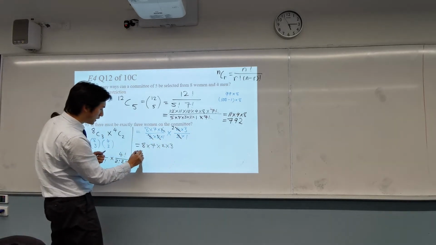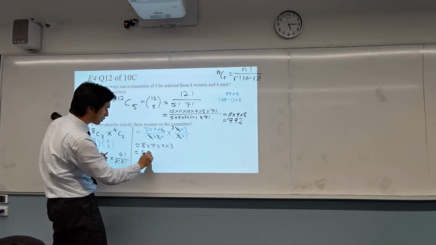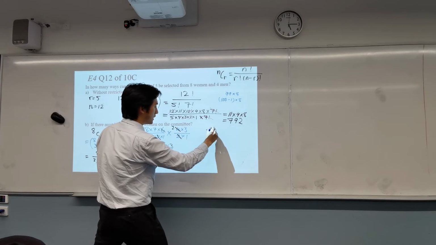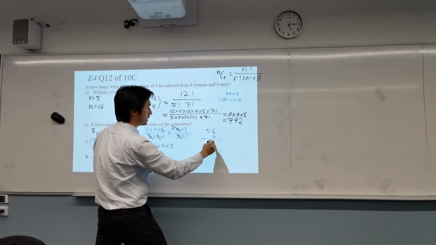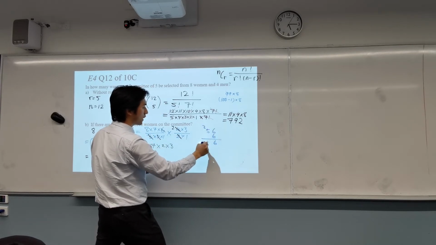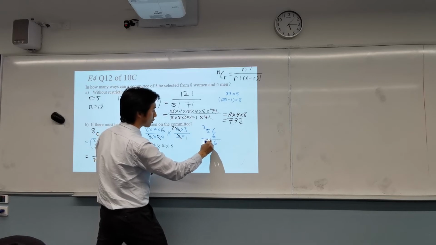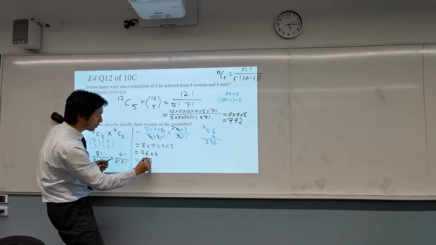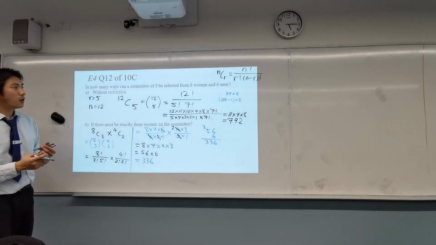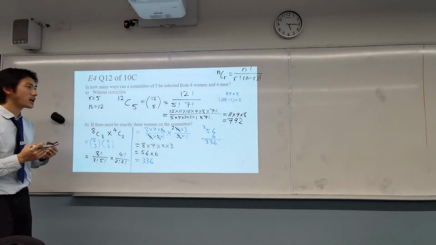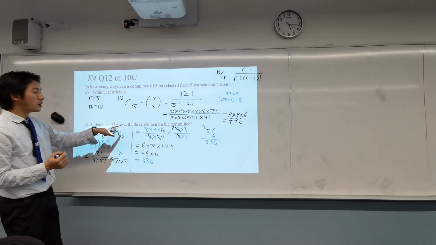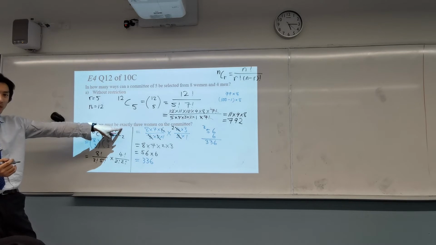8 times 7 is 56, 2 times 3 is 6, and 56 by 6, 6 is 36, 5 6s are 30, plus 3 is 336, and the answer is 336 committees that can be formed if you choose 5 people, but 3 of them must be women.